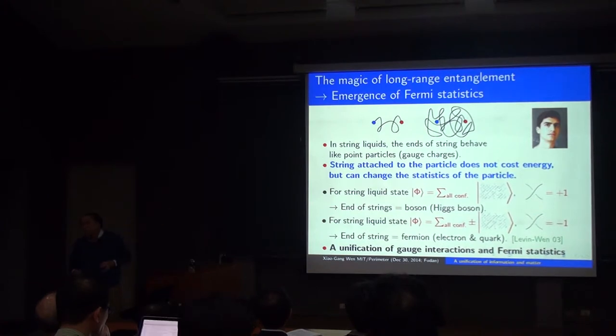Here's the same thing. When you have an end of a string, this defect naturally interacts inside the string liquid, and this interaction happens to be Coulomb law. They can all be derived. So certainly I didn't do this, but once you assume this kind of ground state wave function, and you put this end of string there, you will automatically get a Coulomb law. So everything we know is reproduced.